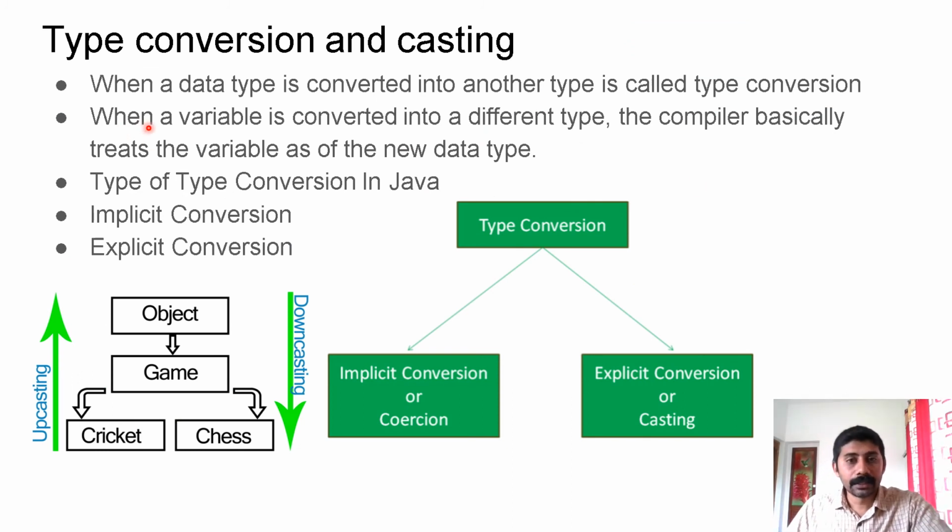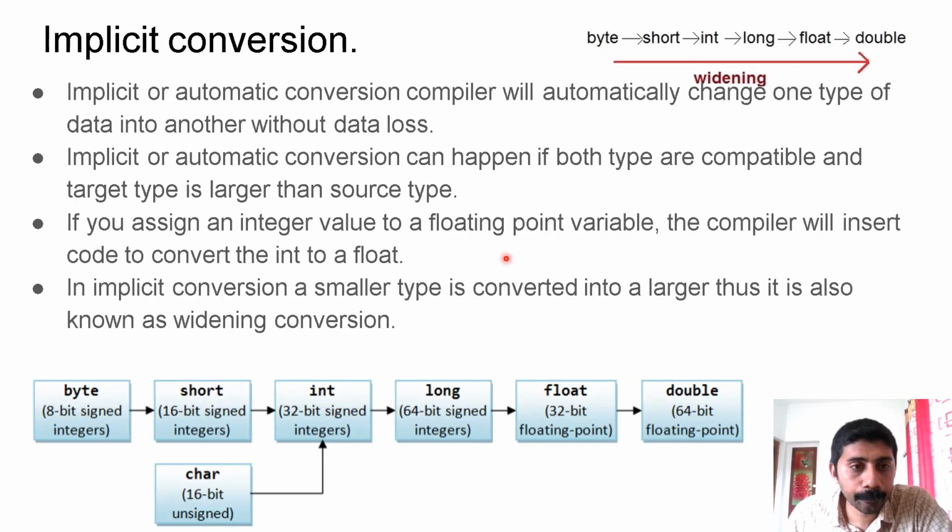Type conversion. When a data type is converted into another data type, that is called type conversion. When a variable is converted into a different data type, the compiler treats the variable as of the new data type. There are two types of type conversion in Java: implicit conversion and explicit conversion. Here I am focusing on the primitive data types. Even for objects there is upcasting and downcasting, which I will explain at the end.